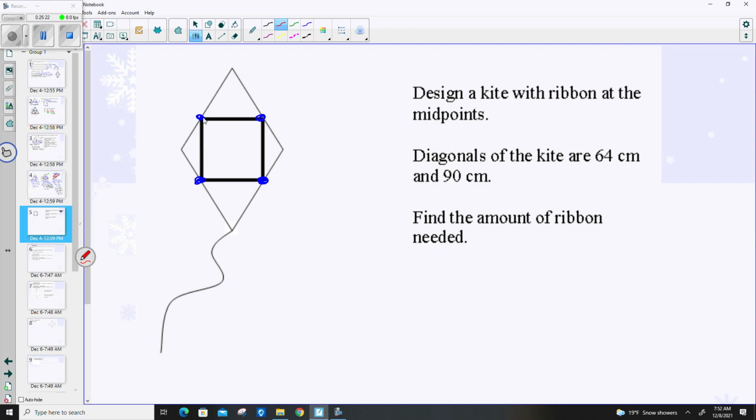So the diagonals of the kite are 64 and 90. So when we talk diagonals, we talk about corner to corner. So we've got a 64 centimeter diagonal, and we've got from other corner to corner a 90 centimeter diagonal. I want to know how much ribbon to use, so I want to know what those mid-segments would all add up to. Go ahead and work on that with somebody near you.